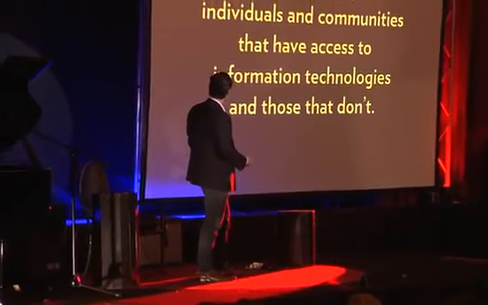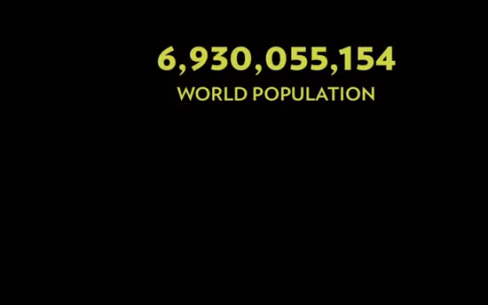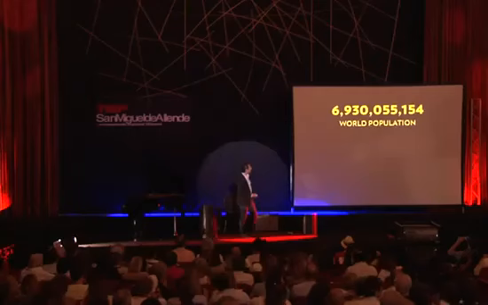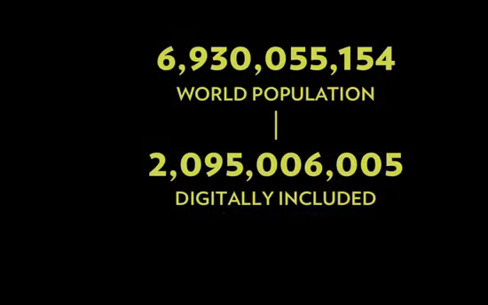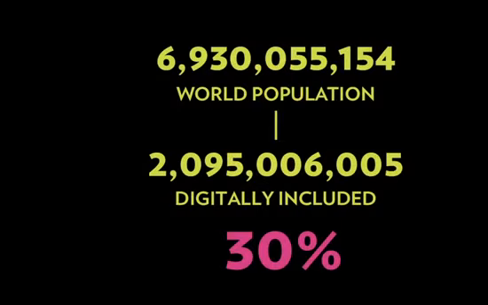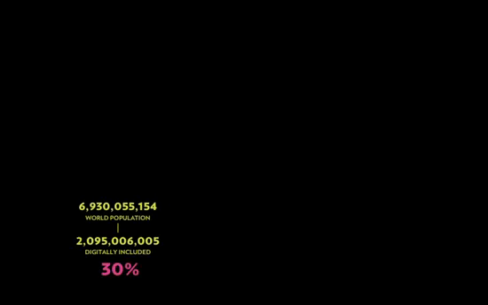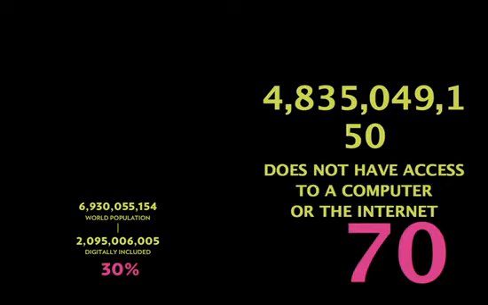So let's consider some very basic statistics. The population of the world is nearly 7 billion people. Out of these, approximately 2 billion are digitally included. This is approximately 30% of the entire world population, which means that the remaining 70% of the world, close to 5 billion people, do not have access to a computer or the internet.